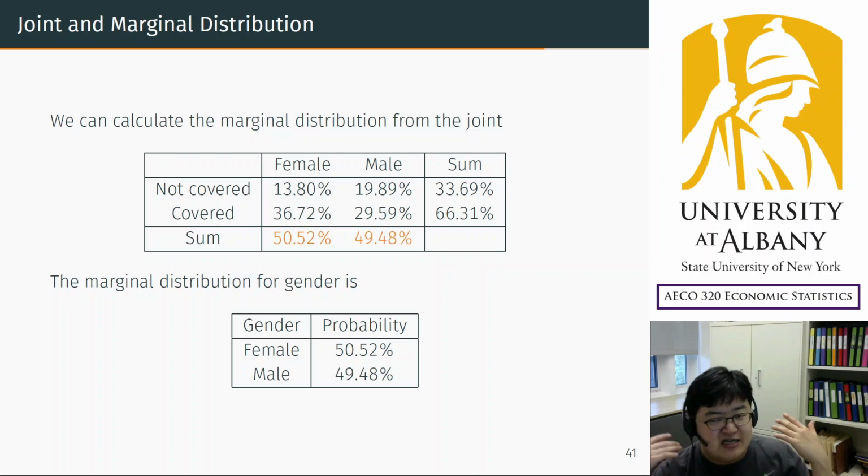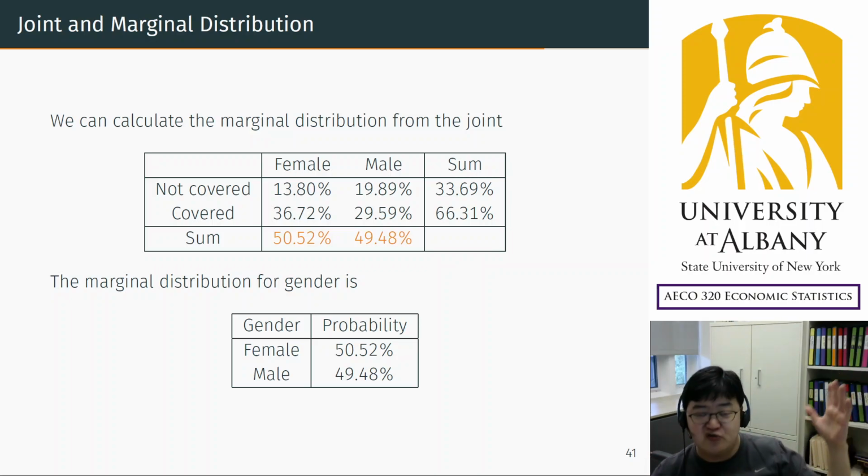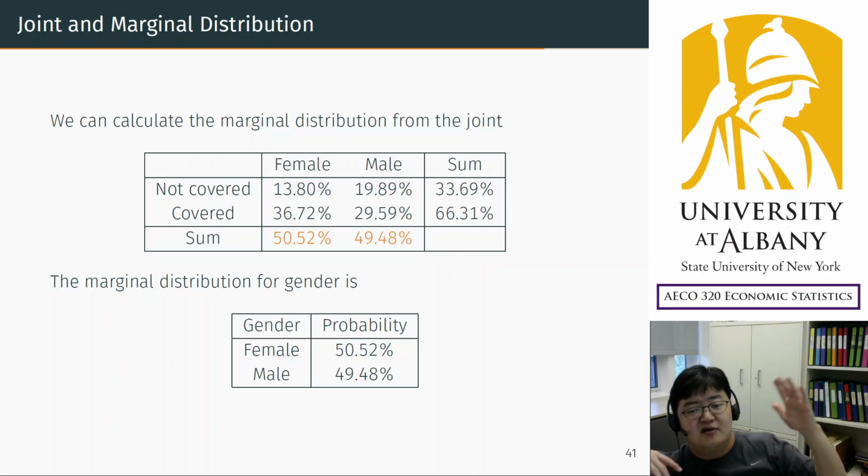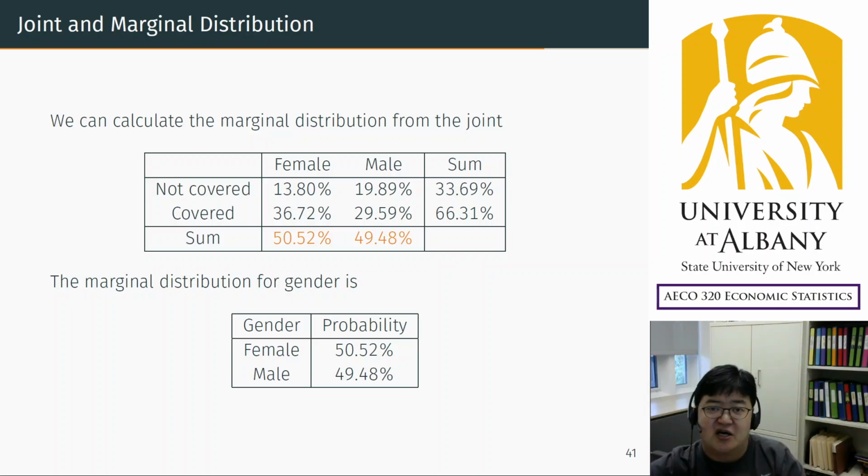It is also possible even if you have more than two variables. If you have three or more variables, still you can calculate the marginal distribution for each variable. That is not a problem at all. It is just a matter of summation, right?